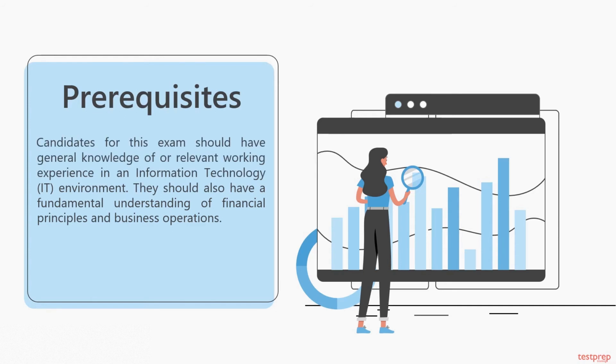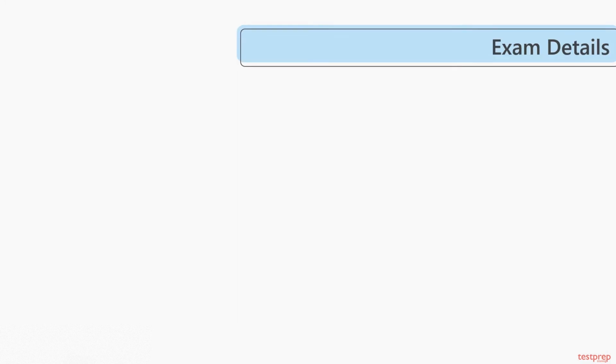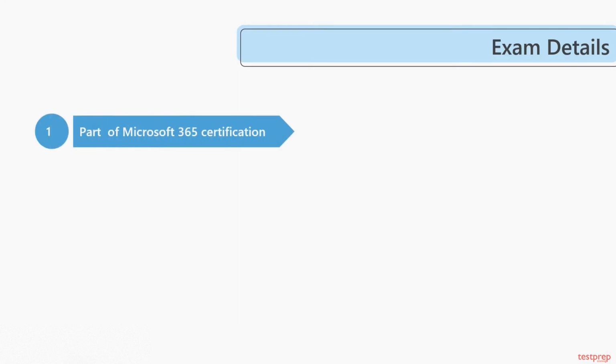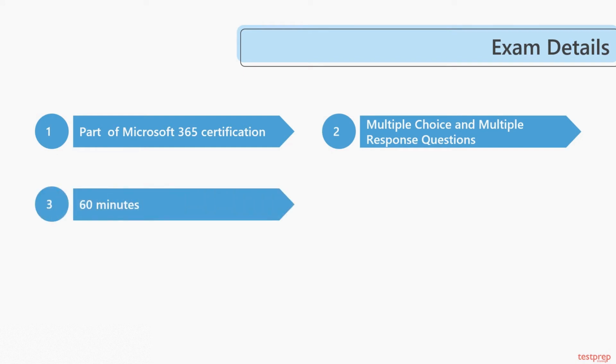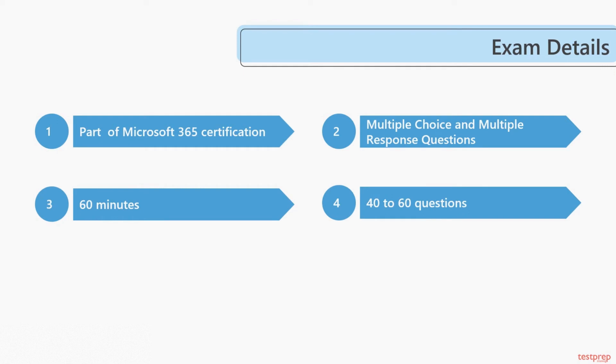Candidates for this exam should have general knowledge of or relevant working experience in an information technology environment. They should also have a fundamental understanding of financial principles and business operations. The Microsoft MB920 exam is a part of Microsoft 365 certifications. All Microsoft Dynamics 365 Fundamentals Finance and Operations apps exam questions are in the format of multiple choice and multi-response questions. Moreover, you get 60 minutes to complete the 40 to 60 MB920 questions. Further, the exam is available in the English language only.